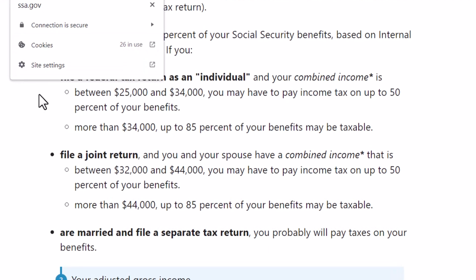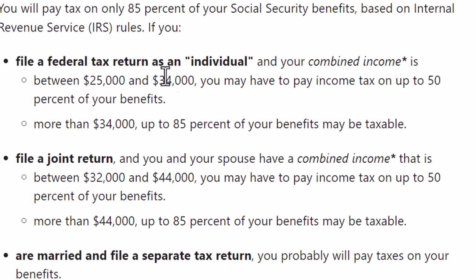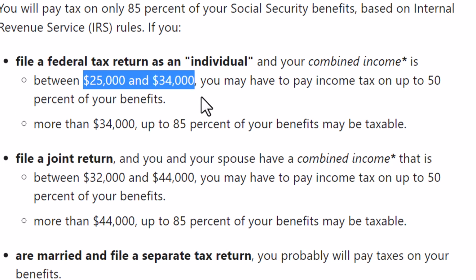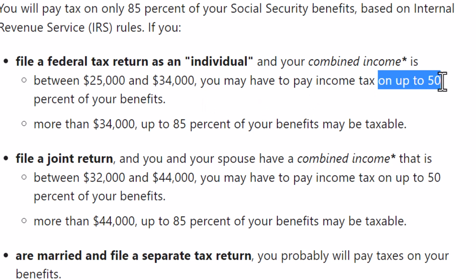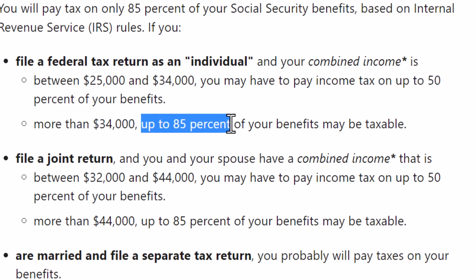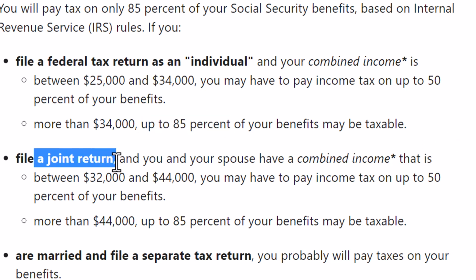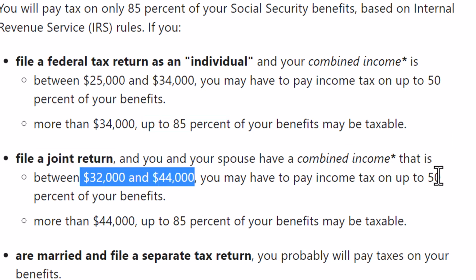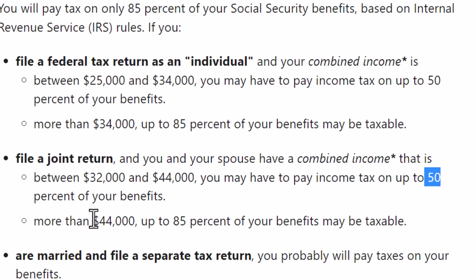For individuals, if your income is between $25,000 and $34,000, you'll pay tax on up to 50% of your Social Security income. If your income is more than $34,000, you can pay tax on up to 85% of your Social Security income. For married couples, the number's a little different. In this range, they'll pay tax on up to 50%, and if they're over $44,000, up to 85%.